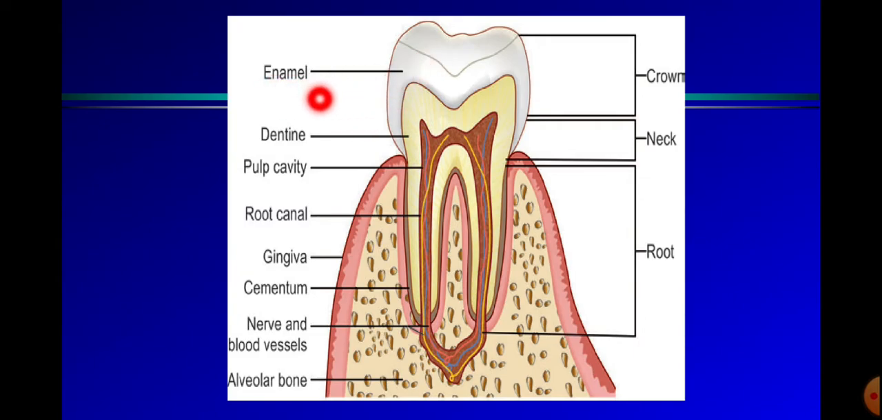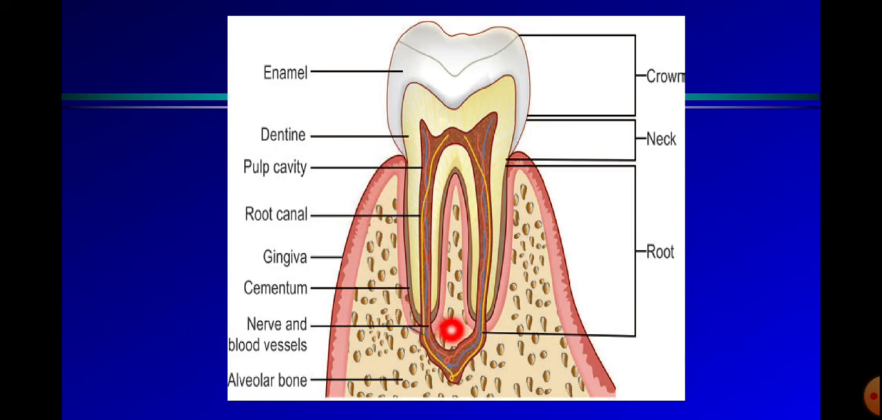The crown of the tooth is covered by the hardest material, which is called the enamel. The main portion of the teeth is formed by the dentine. This creamish yellow structure seen here is the dentine. The crown portion of the dentine is covered by the enamel. The cavity of the dentine is called the pulp cavity. These are the parts present in the crown.